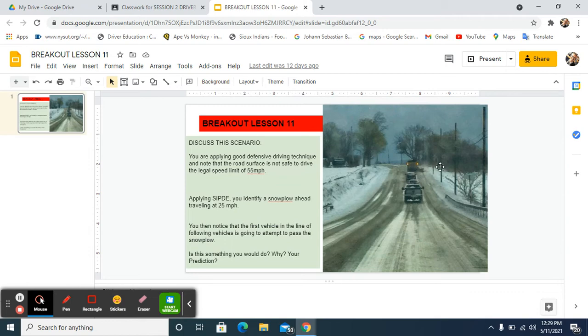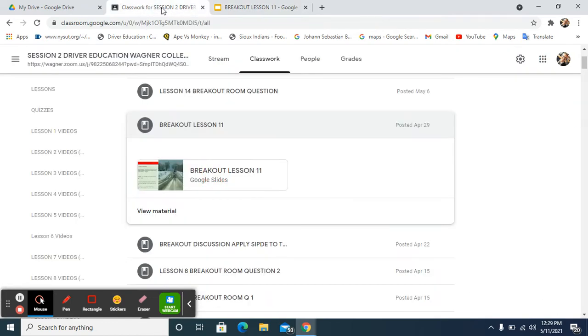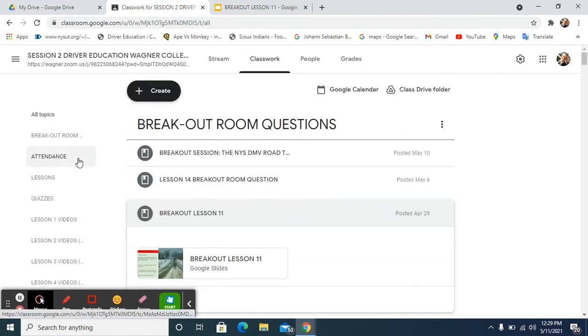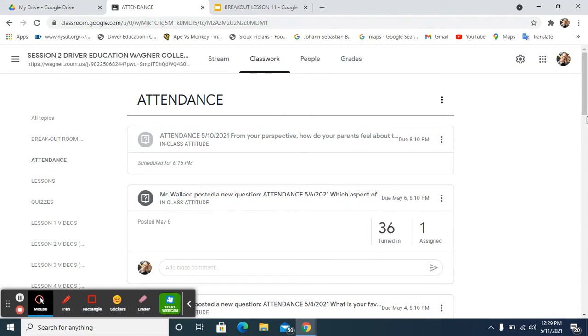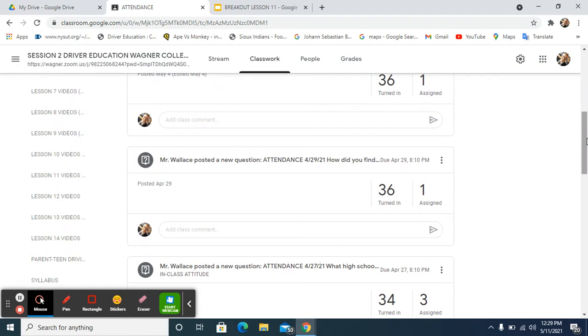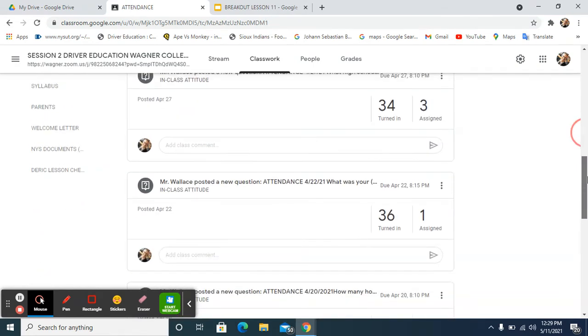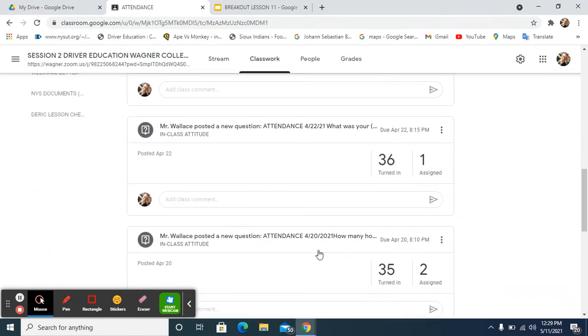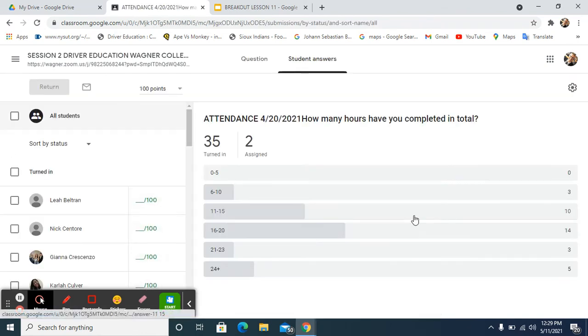Now, while they're doing a breakout room, I'm also having them do an attendance question so that I can take attendance while they're in their discussion. So a good one would be, for example, how many hours have you completed in total? So they're always going to get an attendance question, and they have a multiple choice answer to that attendance question.